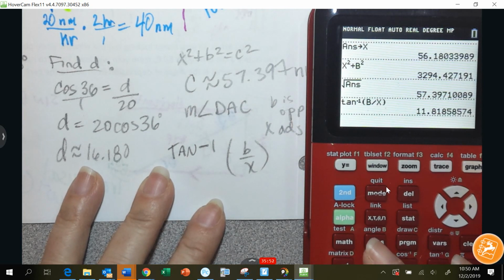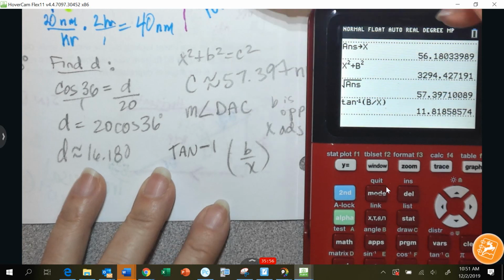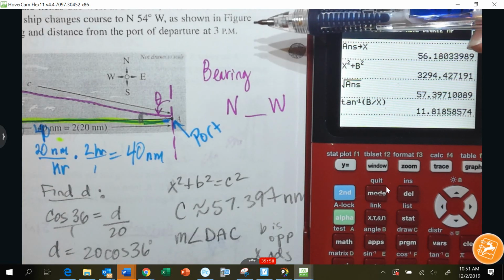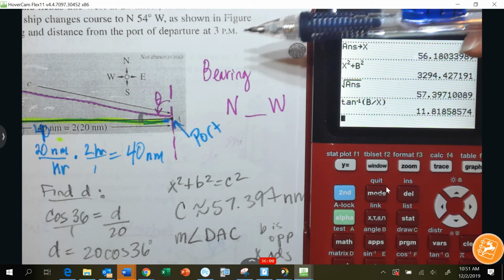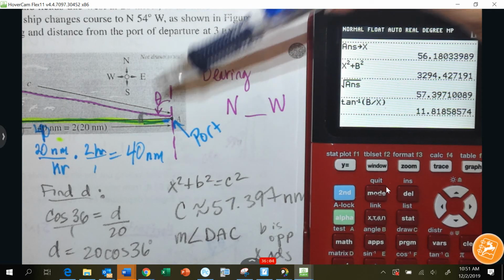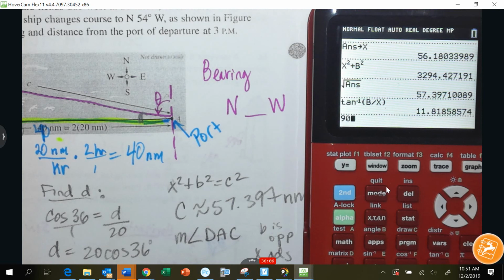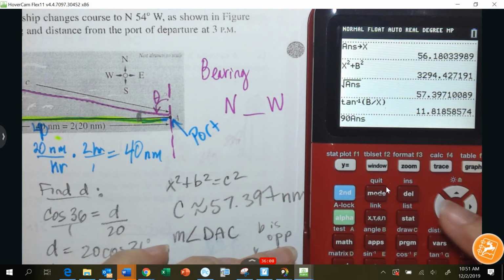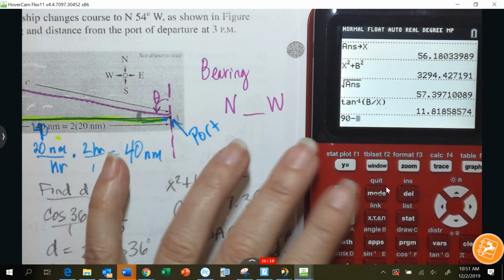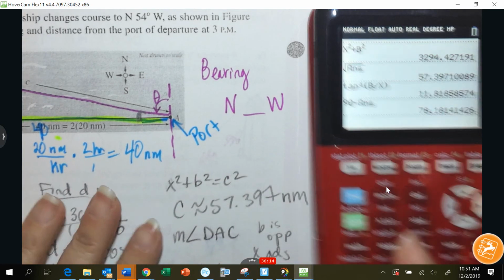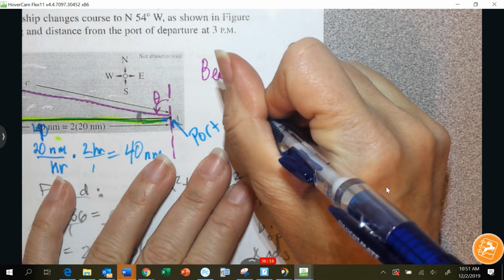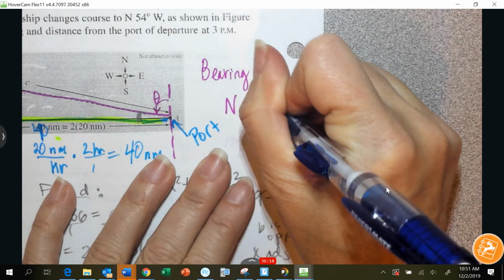And I get 11.818 something. Does that seem reasonable for the picture? But that's not the answer. The answer would be the other portion of it. So I'll just take 90 minus that answer. Oops, got my minus. And we should have about 78.181. I'll just do 78.2 degrees.